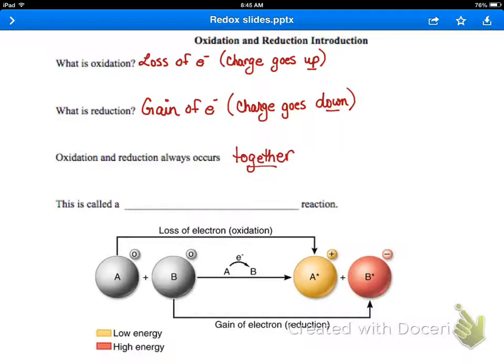Oxidation and reduction always occur together at the same time, so that if one atom's charge is going up, the other atom's charge is going down. So in this case, A is getting oxidized and B is getting reduced, and they always happen together. This is called a redox reaction, and redox means reduction and oxidation together.